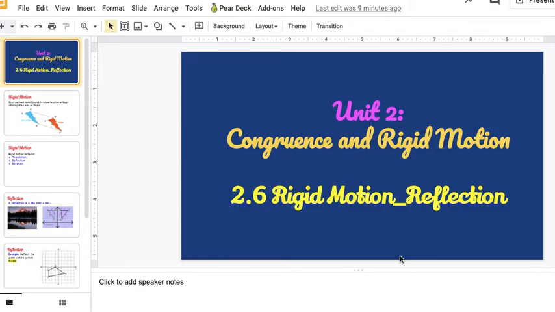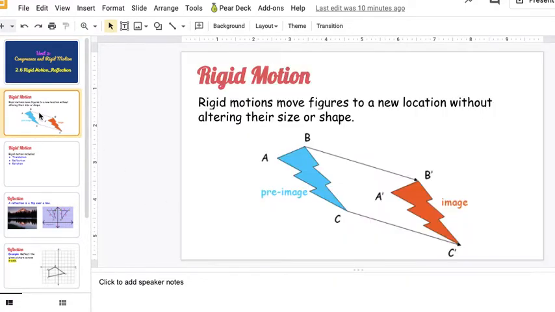Good morning, everyone. Today we are going to continue our conversation about rigid motion. And today we are going to introduce a new kind of rigid motion, which is called reflection. First, let's quickly review what we had about rigid motion.